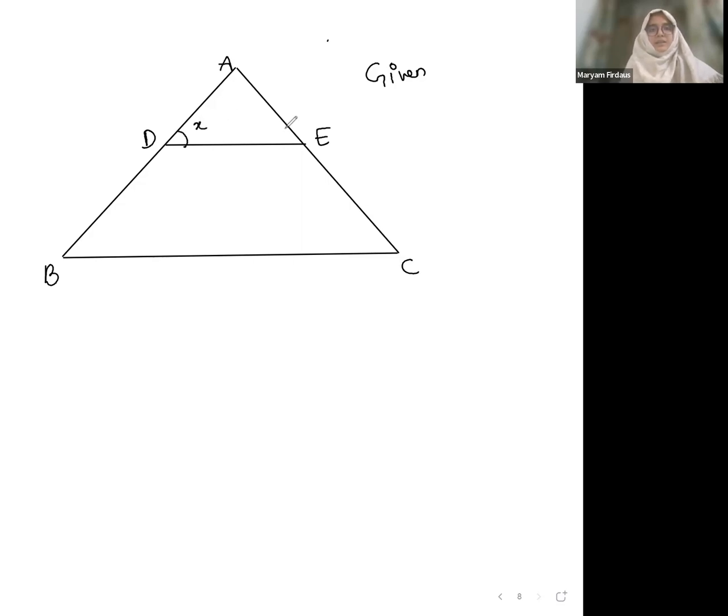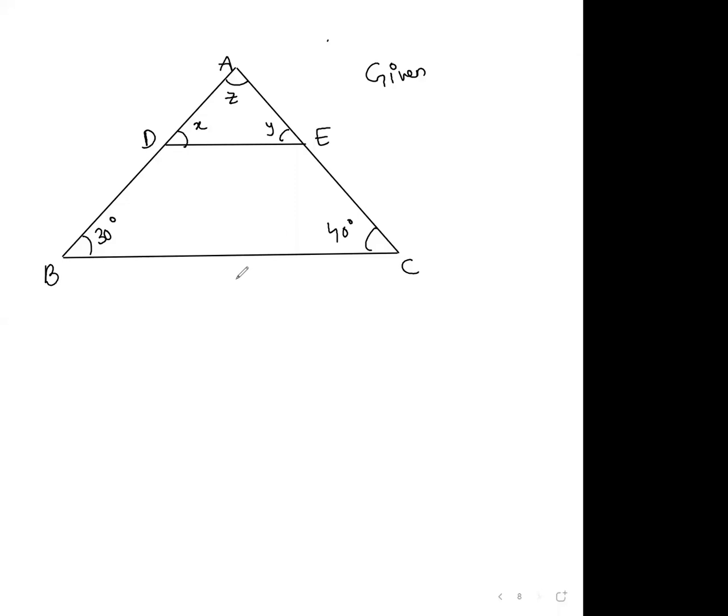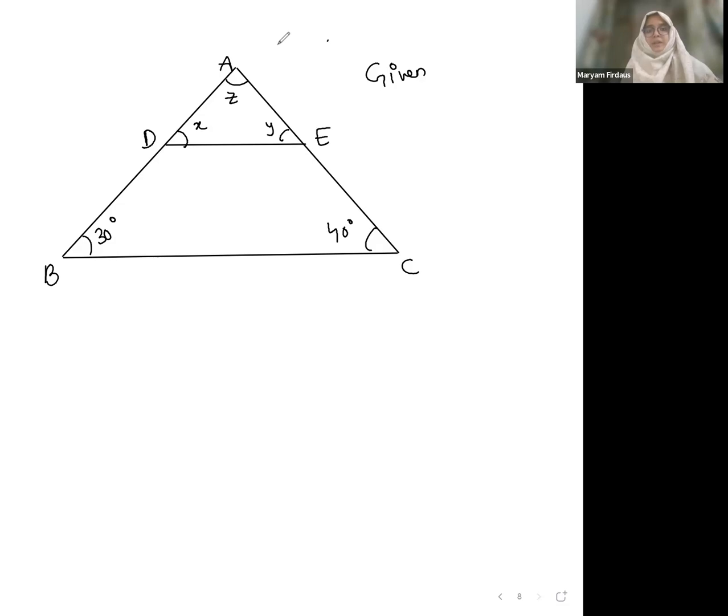Now, what is x? This is x. This is y. This is z. And then that's 30 and that's 40. Okay. Hiba, now you have to go back to that chapter. I don't mean physically go back. Think about the chapter, lines and angles, transversal. Over there, we had parallel lines.